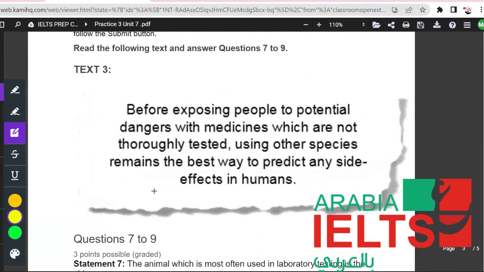So next we have this one. Before exposing people to potential dangers with medicines which are not thoroughly tested, using other species remains the best way to predict any side effects in humans. So because they said that they cannot expose humans to danger, this is why they use other species, which is the best way that they can predict if there is a side effect on humans.